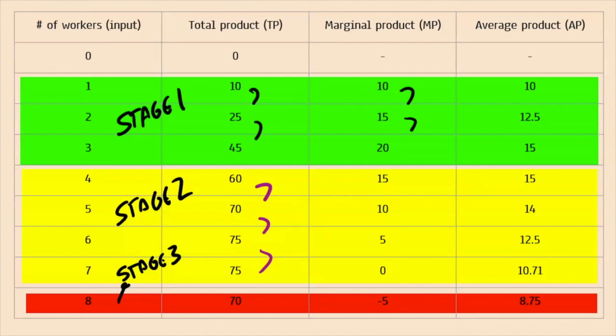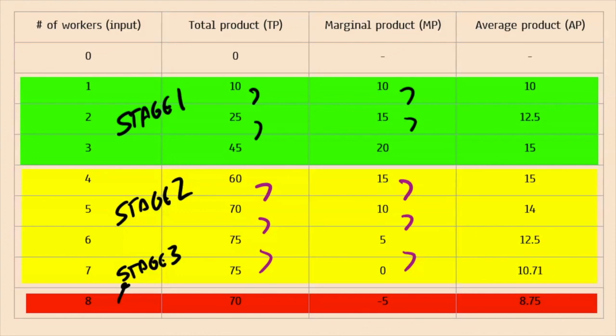But what happens to our marginal product here? Well, our marginal product is decreasing. We went from 15 to 10 to 5 to 0. And so if we notice here, our total product is still increasing while our marginal product is decreasing, and that's why this is stage 2, or decreasing marginal returns.